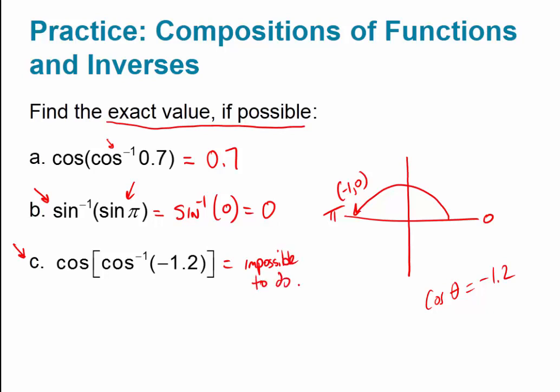So we need to be careful with sine inverse and cosine inverse here. We could obviously do A and come up with an answer, but in both situations of B and C, we came up with answers that were either not expected or impossible to do. So we want to be really careful when we're doing these problems.